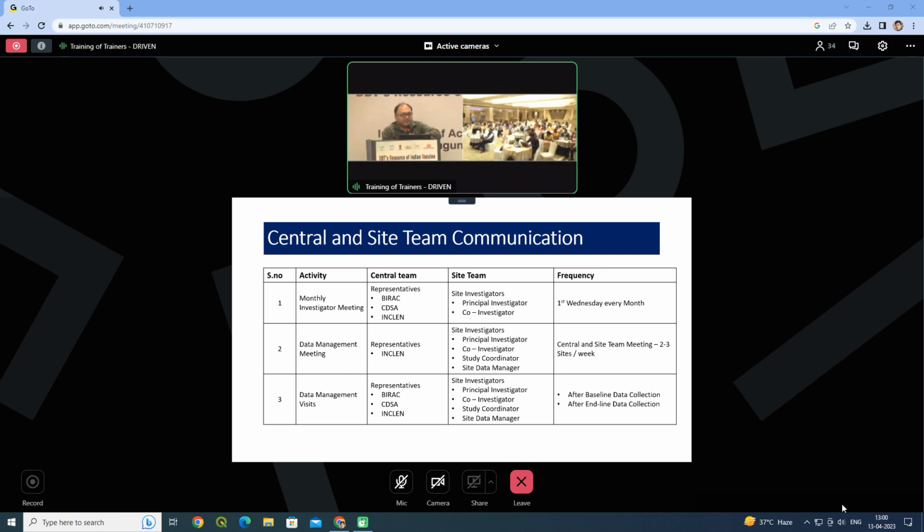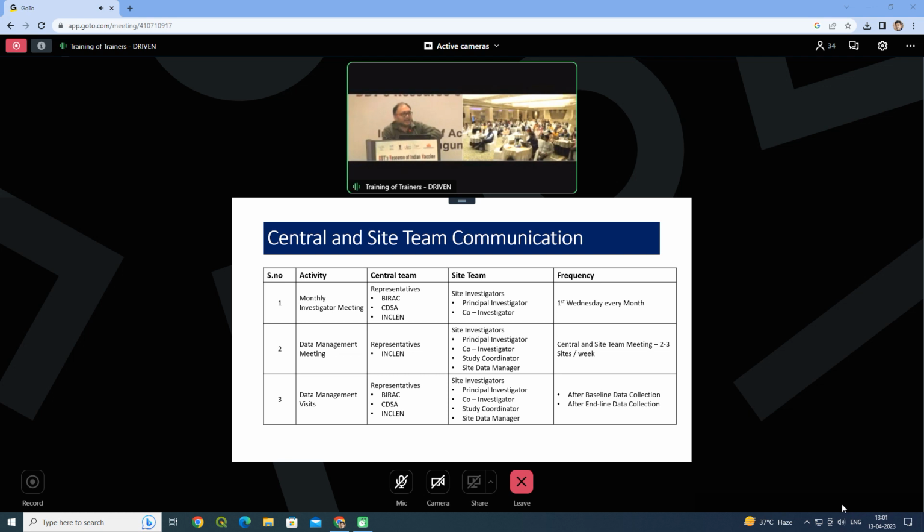So, should we lock it at the first Wednesday of every month? And it will be in alphabetical order, like the sites will be given the responsibility, they have to take that responsibility to organize that meeting. The Zoom links and other things can be shared by BIRAC if possible, or CDSA can manage, but sites can take the lead to initiate that meeting, or they can put some key agenda in that. So that is one thing.